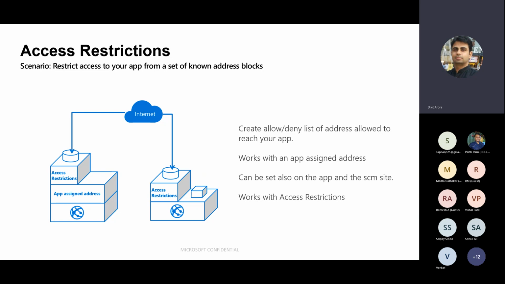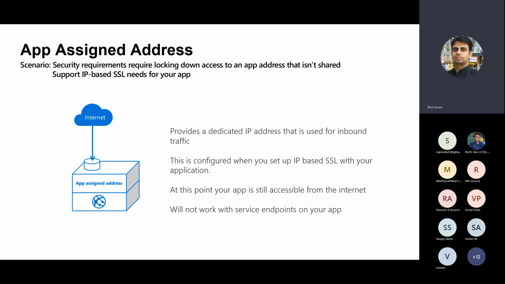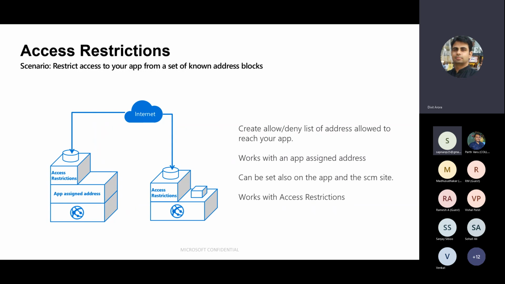First of all, thanks for asking this question. Not in both the cases we are specifying the IP range. In the case of app assigned address, we assign a dedicated IP to the app services. So if you want to set up an IP based SSL, or you want a dedicated IP for your web app, then in this particular case we can go with the app assigned address. But in this case, we are not assigning a range of IPs that you can block from accessing from the internet.